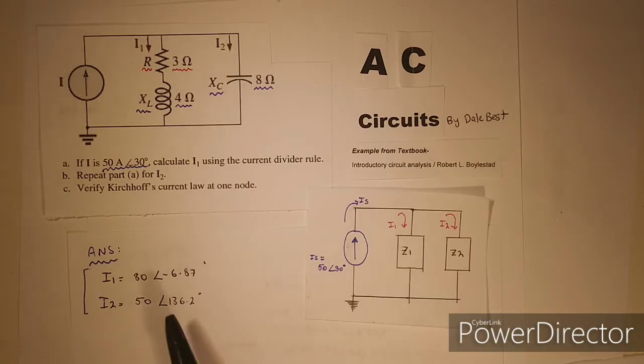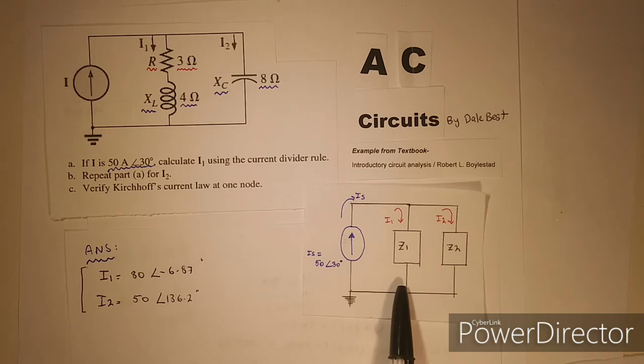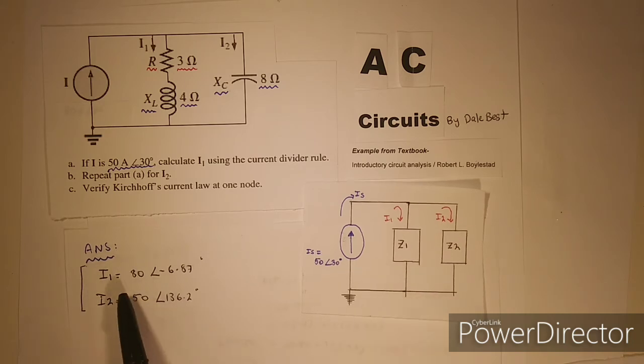In summary, all we've done is broken the circuit up into its impedances, simplified the circuit, solved for I1 and I2.